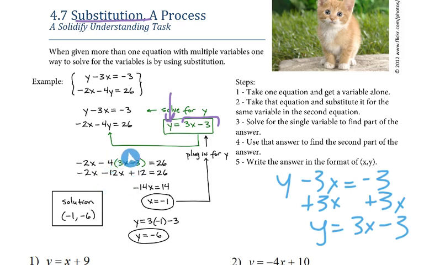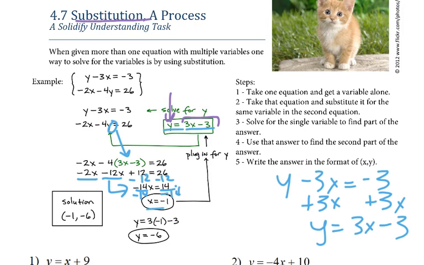Then we distribute that 4, that's how we get negative 12x. Negative times a negative is positive 12. Then we simplify, we would subtract the 12 from both sides, right? So they took this y and replaced it with the 3x minus 3 because they're equal. Okay, 26 minus 12 gave us 14. Negative 2x minus 12x gave us negative 14. Divide by negative 14, and we get one of our variables. We get negative 1 for x.